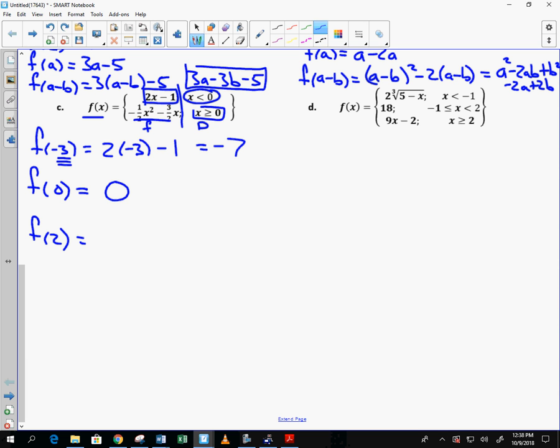Does 2 satisfy the top or bottom? The bottom. So we have negative 1/2 times 2 squared minus 3 over 2 times 2. 2 squared is 4 times 1/2 is 2 times negative 1/2. So I've got a negative 2 there. Minus 2's cancel. I've got 3, so I get negative 5 out of that.